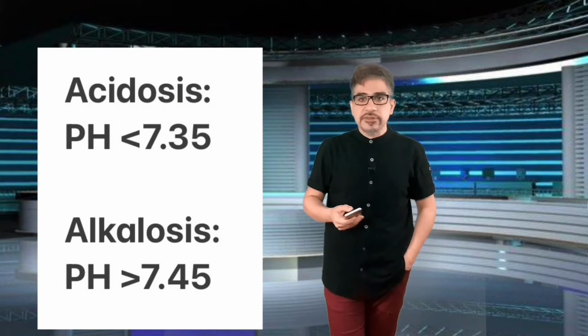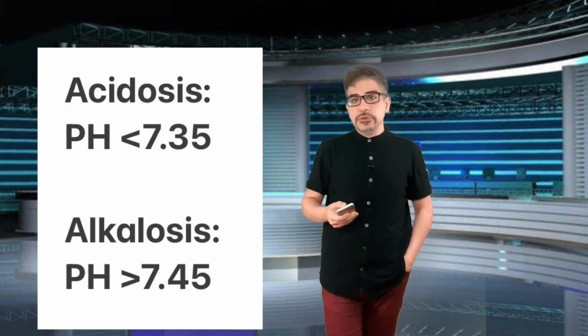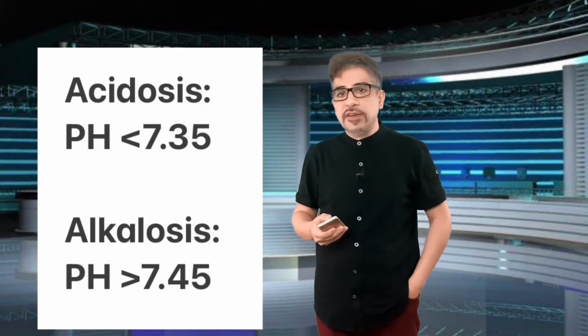I'm a big fan of memorizing normal values. I strongly recommend learning these numbers by heart. The pH is an indicator of the acid-base balance. The normal pH ranges from 7.35 to 7.45. Values below 7.35 suggest acidosis, and values higher than 7.45 indicate alkalosis.